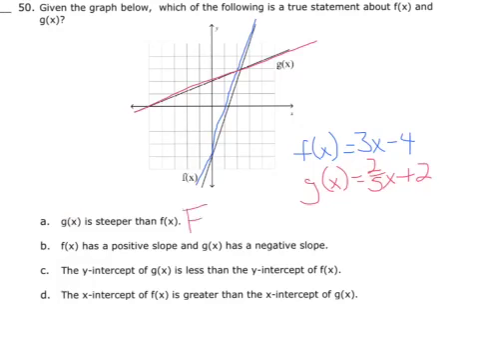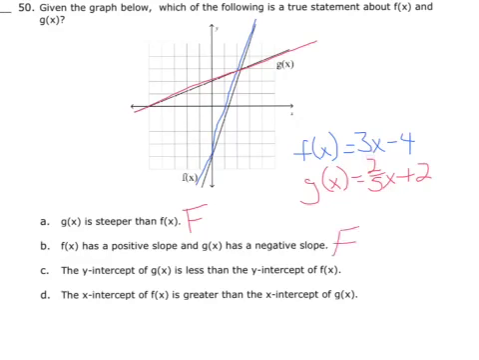And for B, f of x has a positive slope. That's true. That's going up. It's a positive 3. And g of x has a negative slope. That is false. That is also going up as we move left to right. And we can see that the slope is positive here. So that is also false.